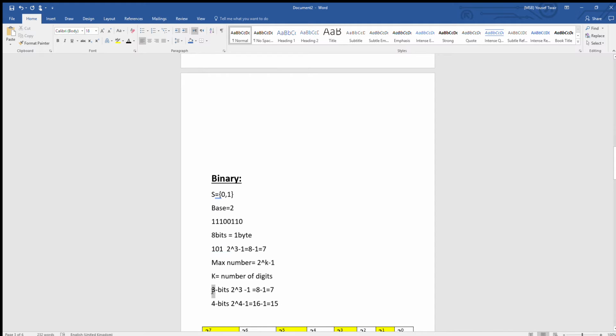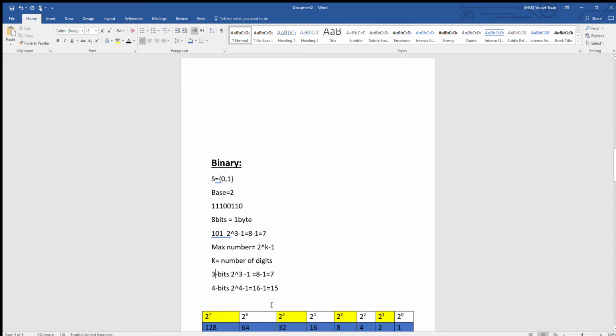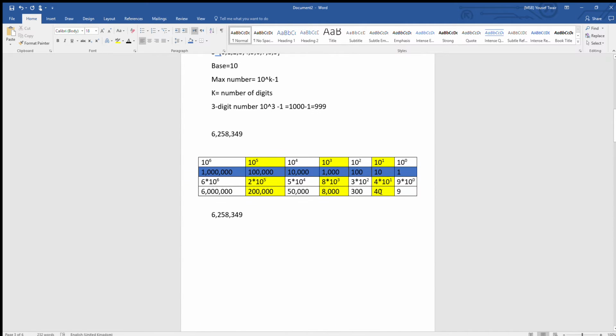In case I have 3 bits, the maximum number is 2 to the power 3 minus 1, which is 8 minus 1, 7. In case I have 4 bits, the maximum number that I can have is 2 to the power 4 minus 1, which is 16 minus 1, 15. Now again, as I showed you here, I put 10 to the power 0, which is the base to the power 0, base to the power 1, base to the power 2, base to the power 3, and so on.